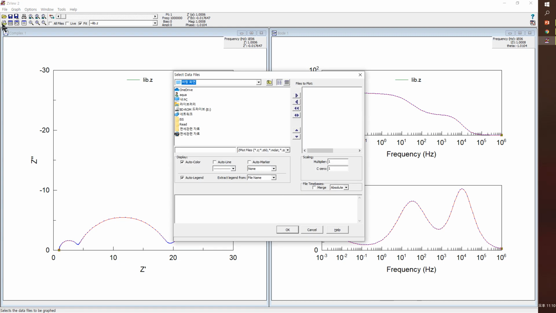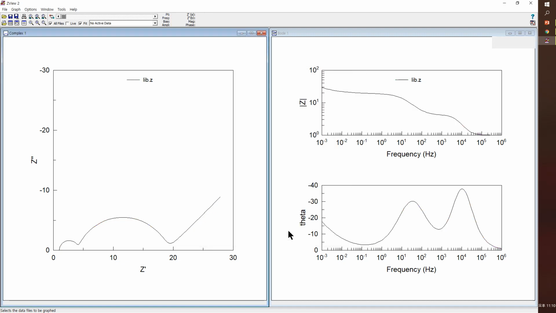Please click this G button, and then go to the folder you have made. In my case, on the desktop I have the EIS folder. Then I can find the lithium ion battery file. Click this file, and then click the arrow from the left to the right. Okay, so right now the lib.z file is loaded, and let me try to find it here.